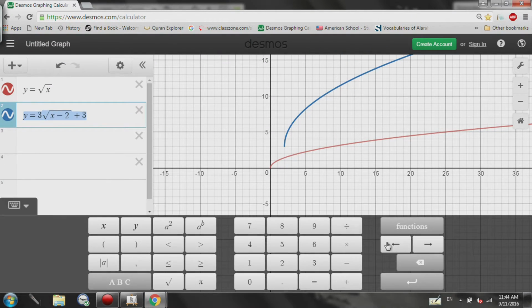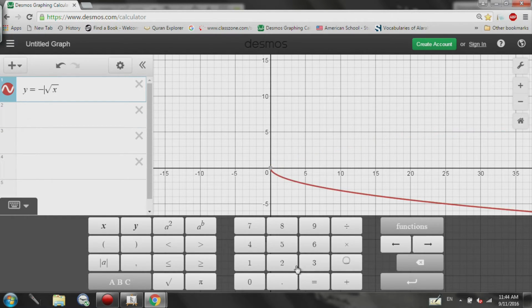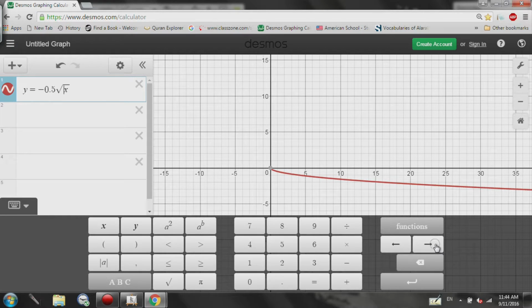Let's graph this one. We don't need the parent anymore, so I'm going to just do it here. It is -0.5, and then I said -1, did I say? I said +1, plus 2. There it is.